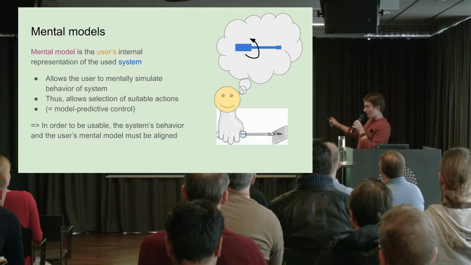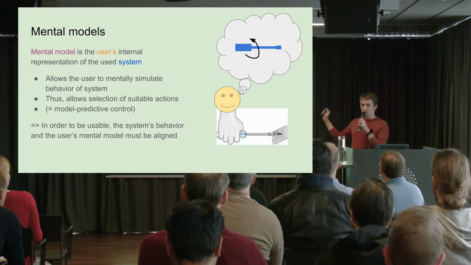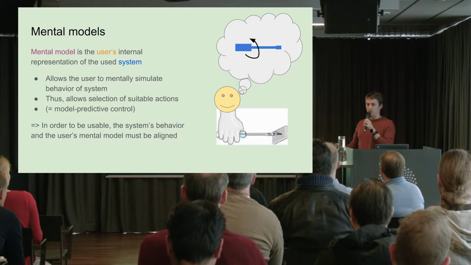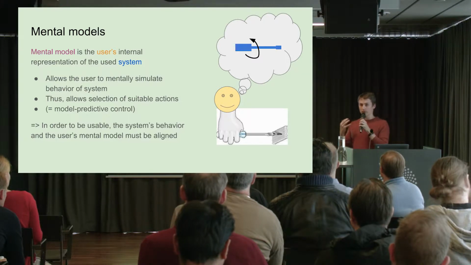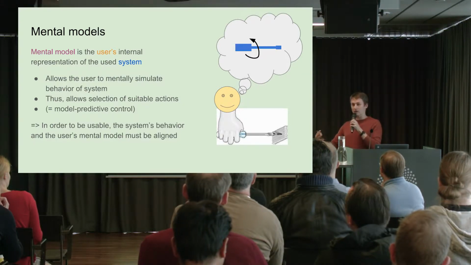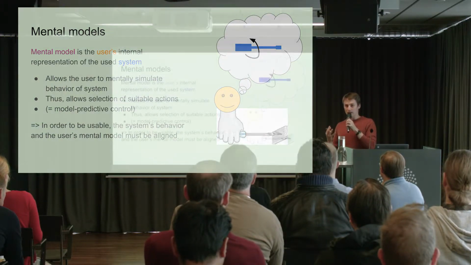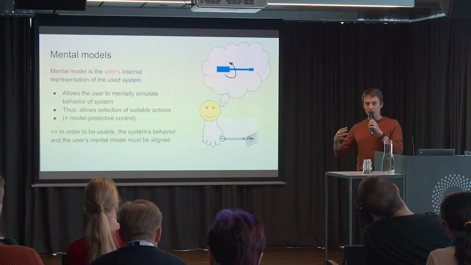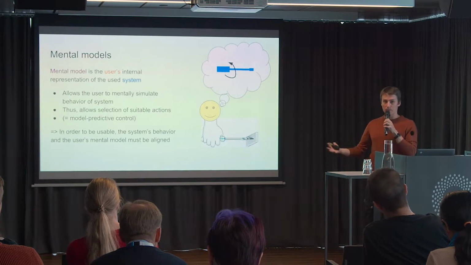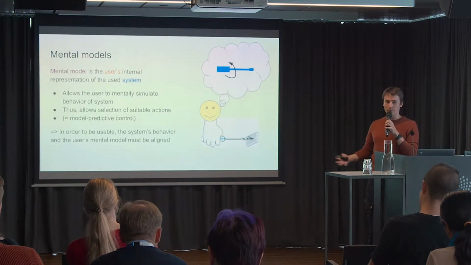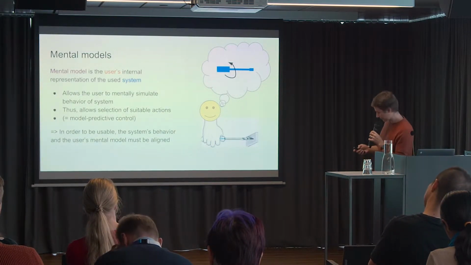The key thing here is that in order for any system to be usable, the mental model of the user needs to be somehow aligned with the actual behavior of the system. If the user has a completely different mental model and tries to control the system with it, then probably the results will not be anything that the user wants to achieve.